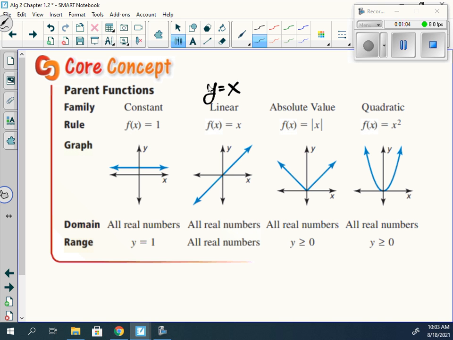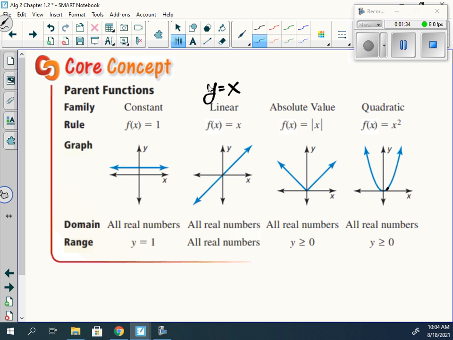So linear functions are always going to have a straight line, no matter if it's increasing faster or slower. If it's up higher or lower, it's still going to be a line. Absolute value functions, no matter how we change it, will still always look like a V. Even if it's wider or narrower, or if we move it up or down, it still looks like a V. Or we can flip it.